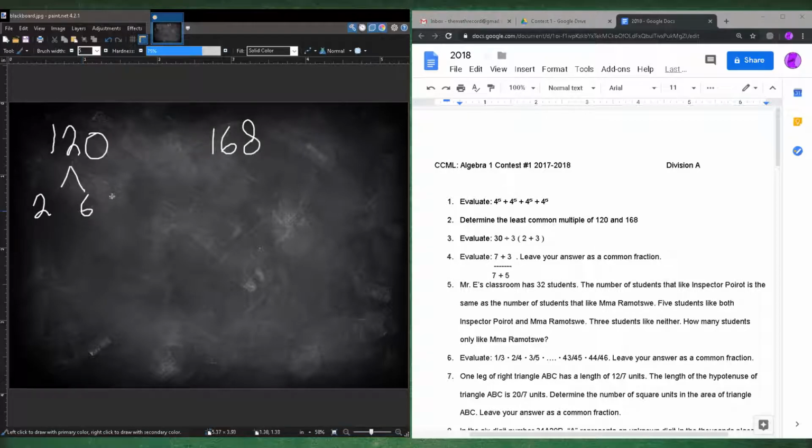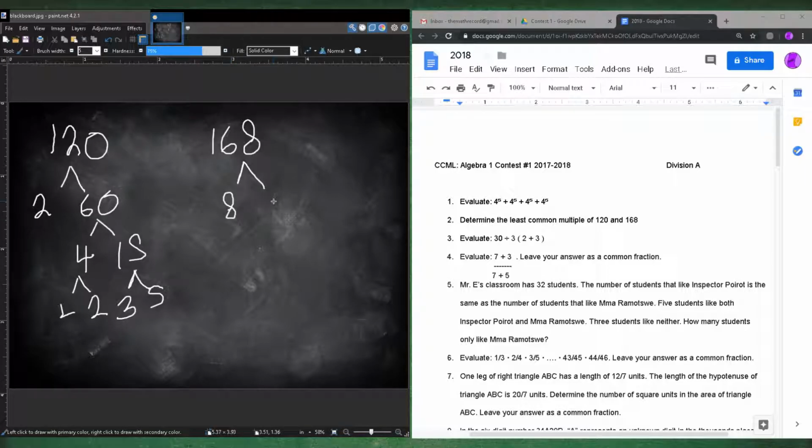120 is 2 and 60. We'll divide it by 2. 2 times 60 is 120. So you just prime factorize this. Divide by 4, and that's 15. So we get 2, 2. Sorry, that's a little close. And that's 3 and 5. Okay.